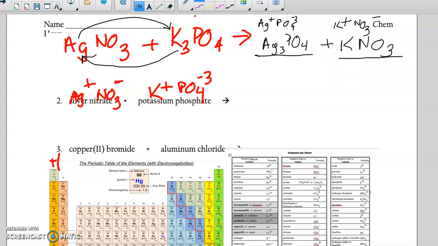Then I want to balance, and when I balance, I'm going to start with my silver. I have 3 Ags. I'm going to put a 3 here. Now I have 3 NO3s. Only have 1 here, so I'm going to put a 3 here. Now I have 3 potassiums, and I have 1 PO4 and 1 PO4, so it's balanced.